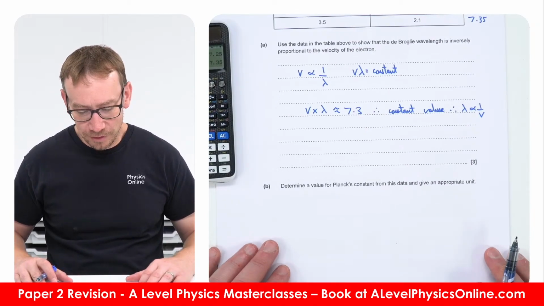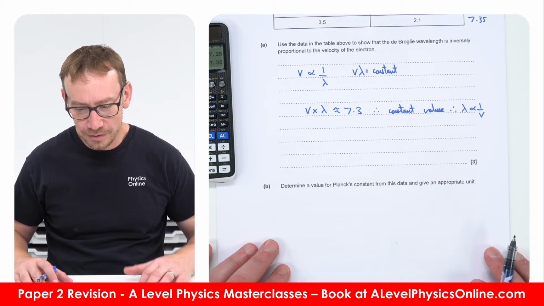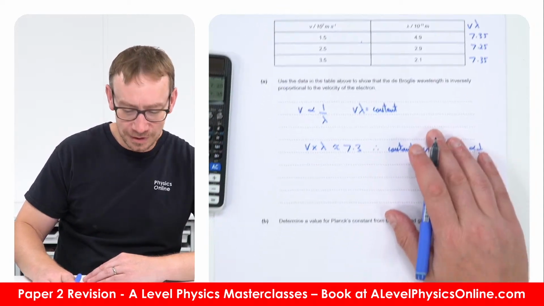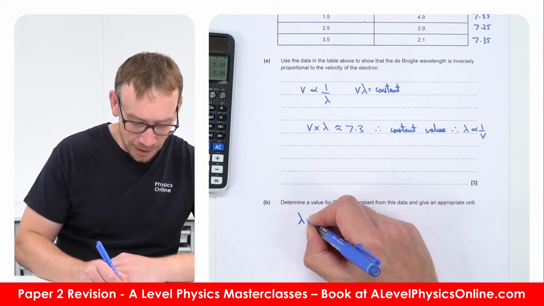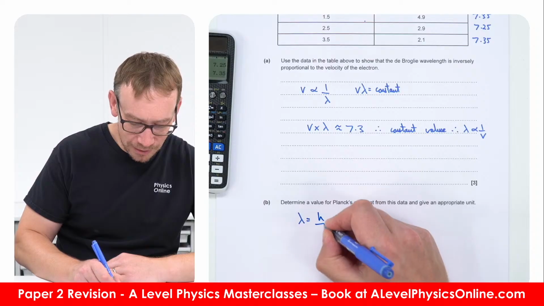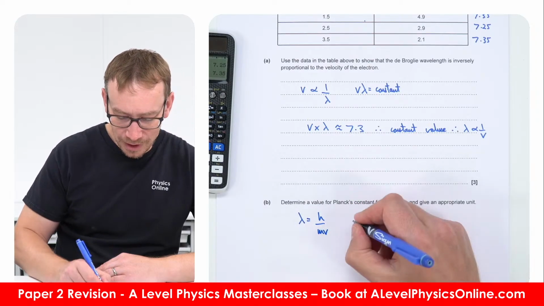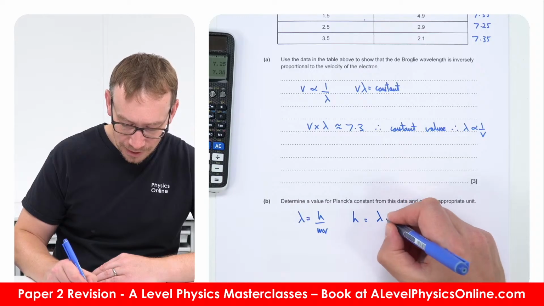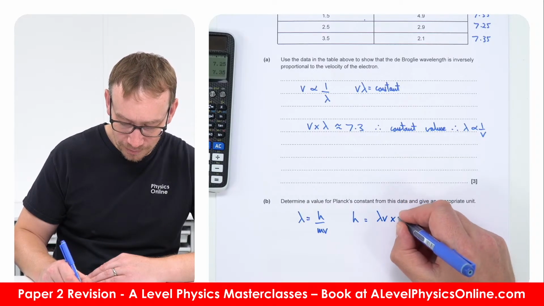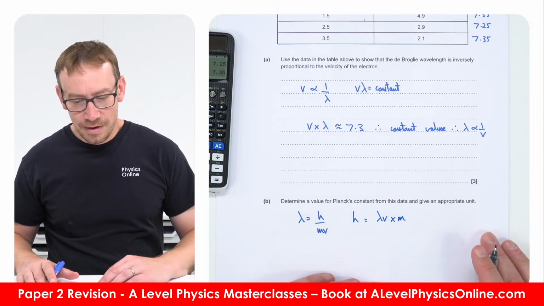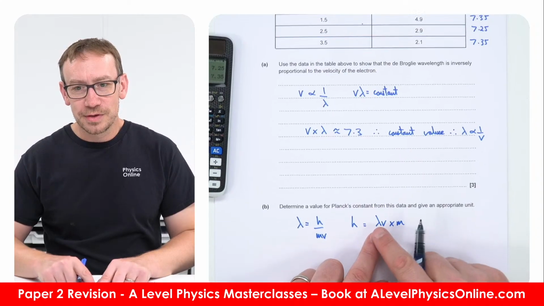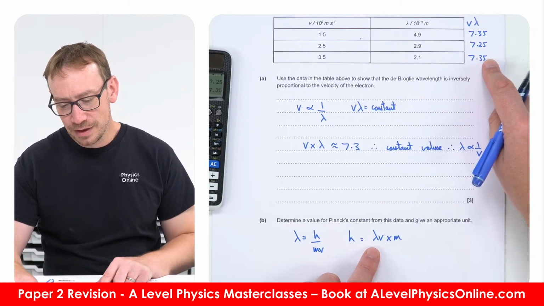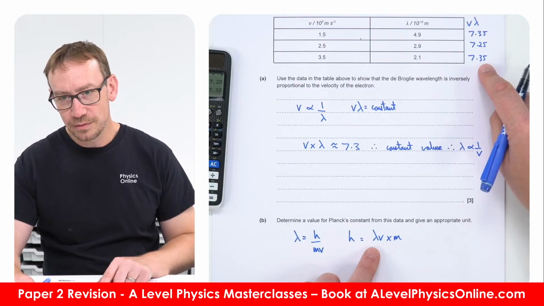Determine a value for Planck's constant from this data and give an appropriate unit. So we know from the equation for Planck's constant, or from the de Broglie wavelength, that lambda is equal to h over mv, and therefore Planck's constant is equal to lambda v times m. Now we've just worked out the wavelength times v, and I'm going to use a value of 7.3.